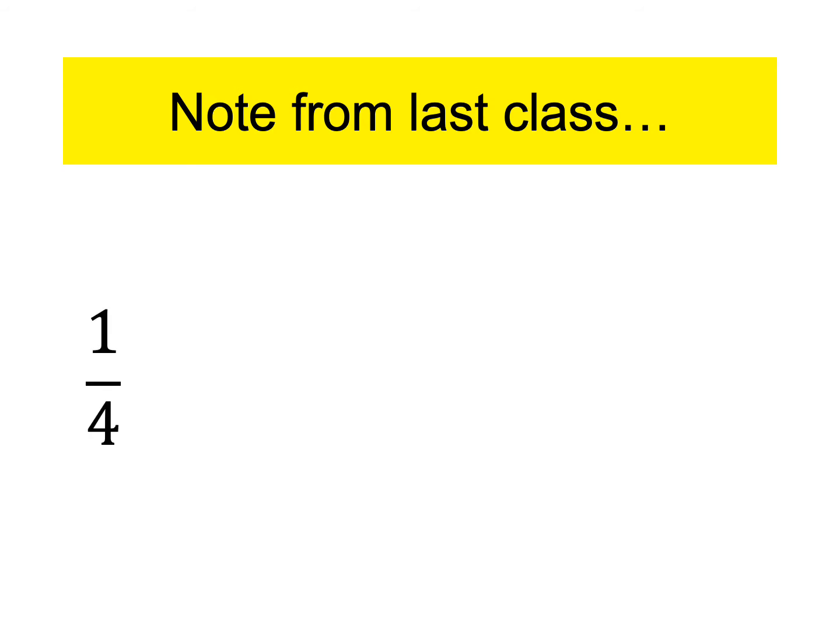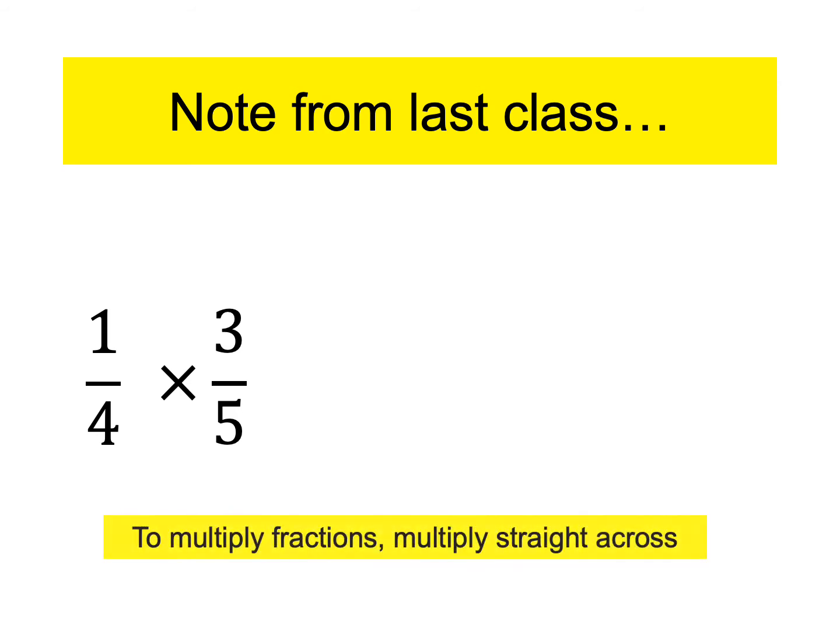Quick note from last class. Last class we talked about multiplying fractions, and we stated that to multiply two fractions, you multiply numerators with numerators, denominators with denominators. In other words, we multiply straight across. 1 times 3, I'm multiplying the numerators here. 1 times 3 is 3. 4 times 5 is 20. We get 3 over 20.